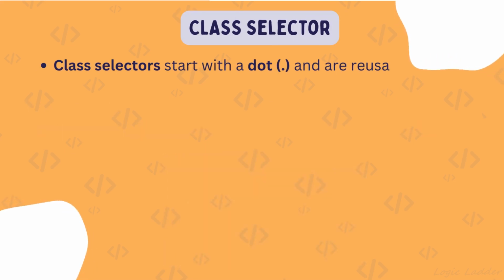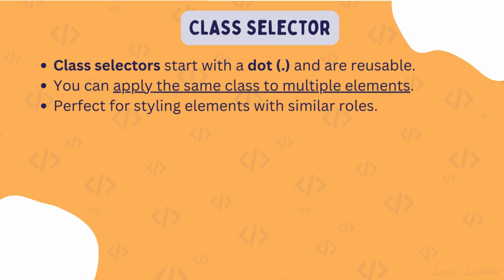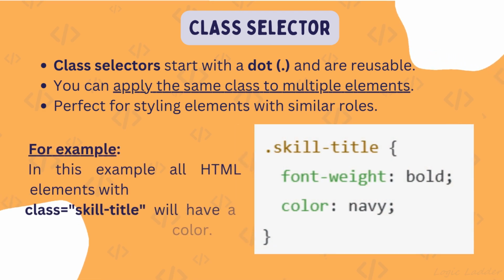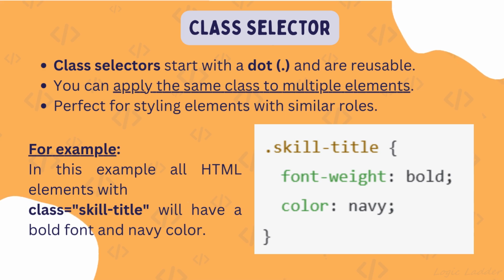Class selector. Class selectors start with a dot and are reusable. It can be used to apply the same class to multiple elements. It is perfect for styling elements with similar roles. For example, in this example, all HTML elements with the class skill title will have bold font and navy color applied.